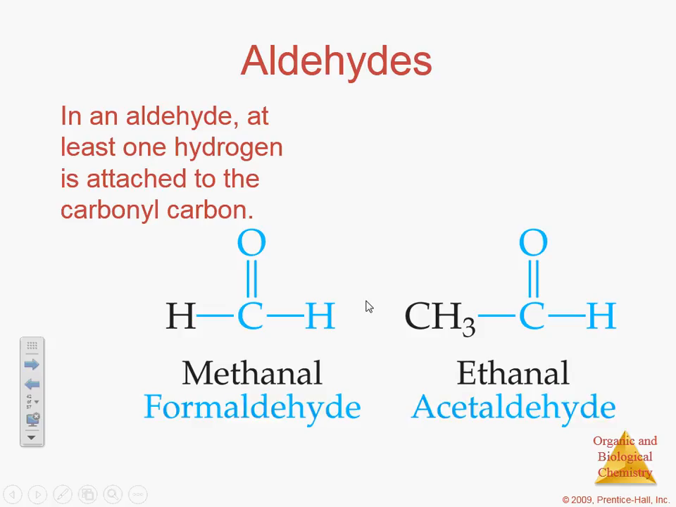So aldehydes, here you go, very simple aldehyde. We have a double bond with carbon. We have 1 carbon, so instead of being methane, we're going to end with methanal. This is more commonly known as formaldehyde. Same thing here. We have 2 carbons, so rather than being ethane, it's ethanal or acetaldehyde.